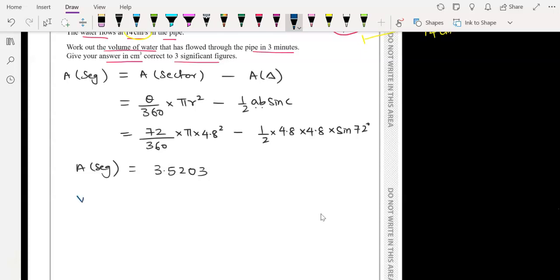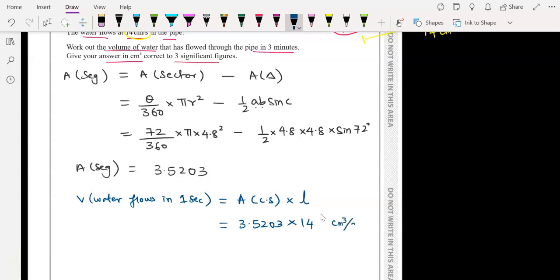So right here, the volume of water that flows out in 1 second is the area of cross section, which is the area of the segment, multiplied by the length of the water column, that is the speed at which it flows. So area of cross section is 3.5203 and the length of the water column is 14. So this much amount of water is flowing out per second.